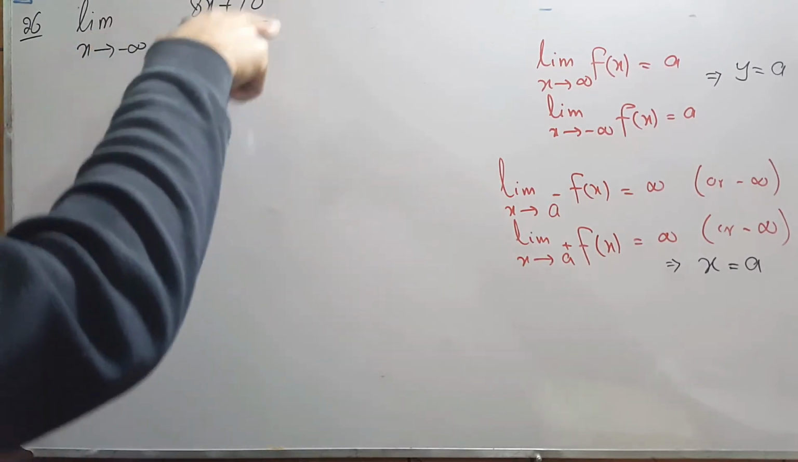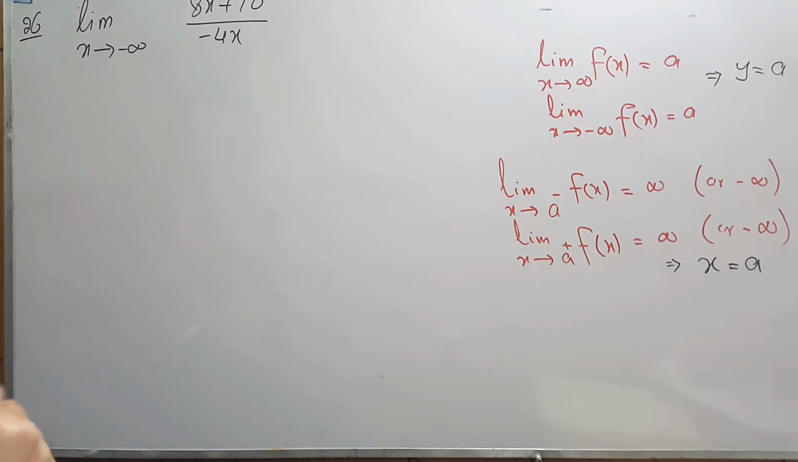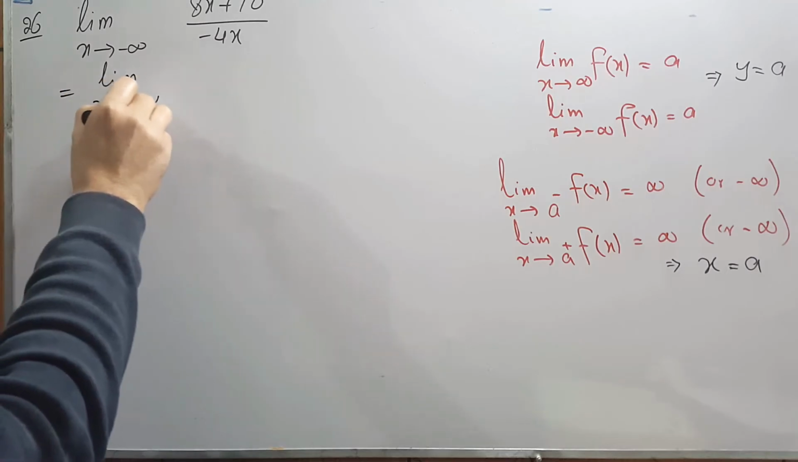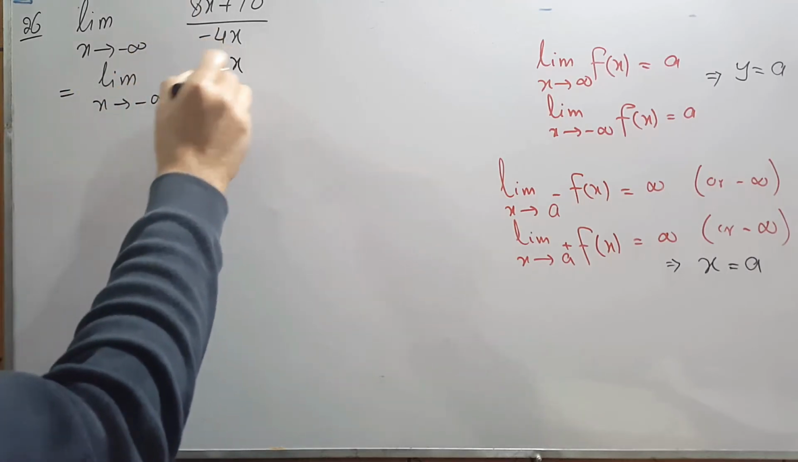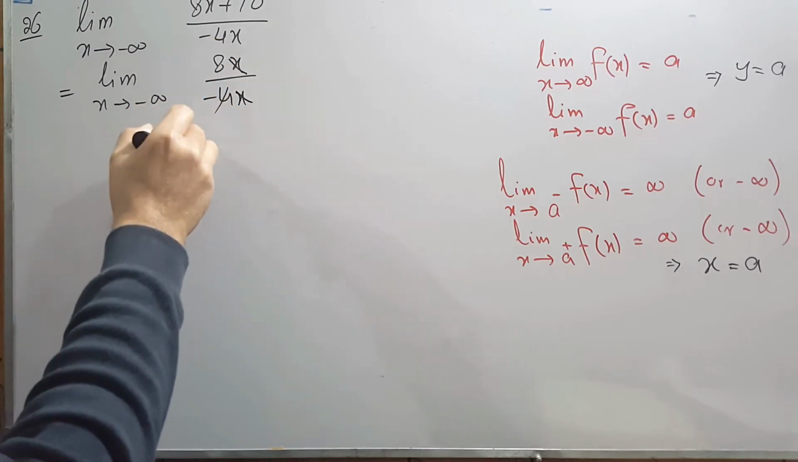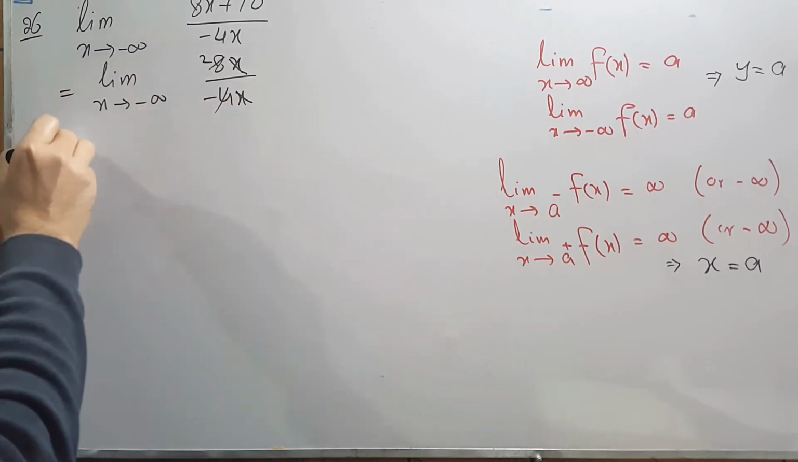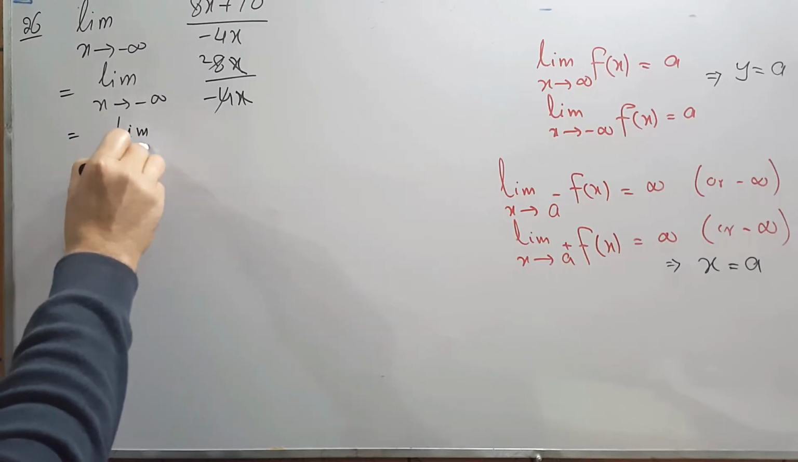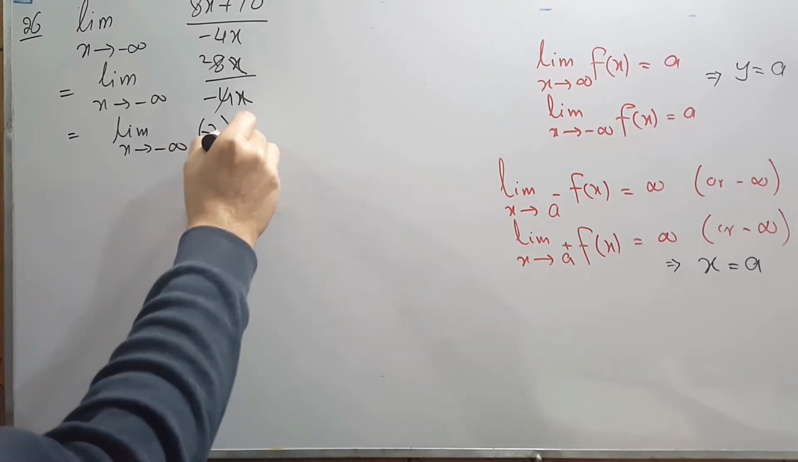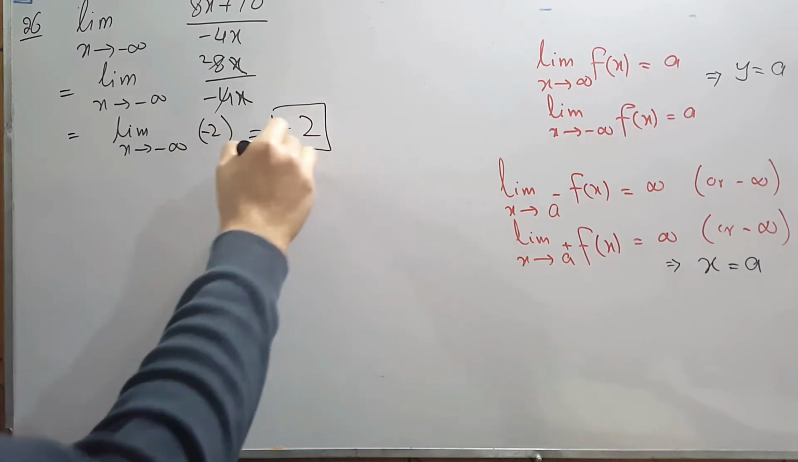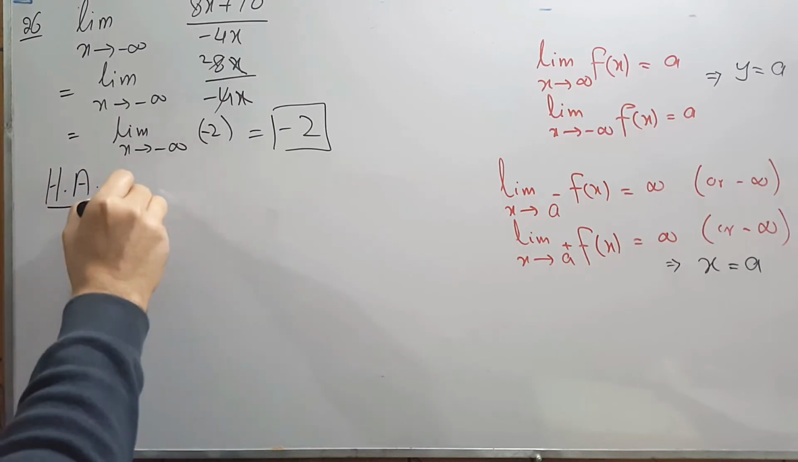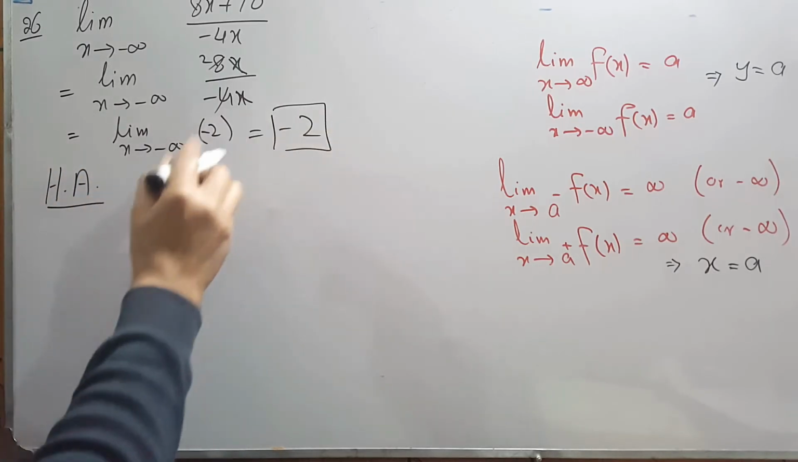Question number 26 is of this form. So again, we only leave the term of x with its highest power. So here 8x is the highest power and minus 4x, x cancels with x, and 8 over minus 4 gives us the limit as x approaches minus infinity of minus 2, so this gives us minus 2. The limiting value is that one. The horizontal asymptote is what? y equals whatever the limiting value is.